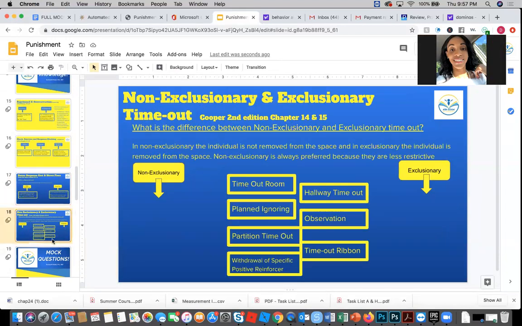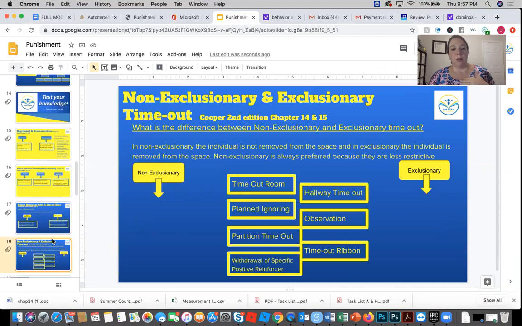All right, so the last section before I go over the mock questions is non-exclusionary and exclusionary timeout. All right, so what is the difference between non-exclusionary and exclusionary timeout? In non-exclusionary, the individual is not removed from the space, and in exclusionary, the individual is removed from the space. When we talk about that, we're basically saying, let's say in a classroom. In exclusionary, we're gonna take them out of the classroom. And in non-exclusionary, we're gonna leave them in a classroom.